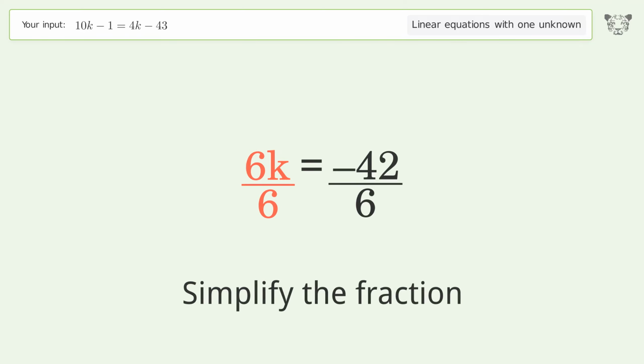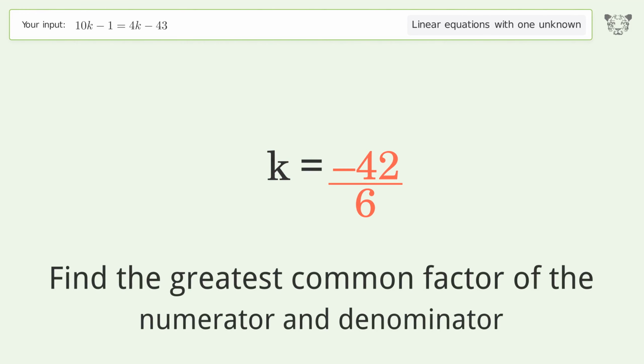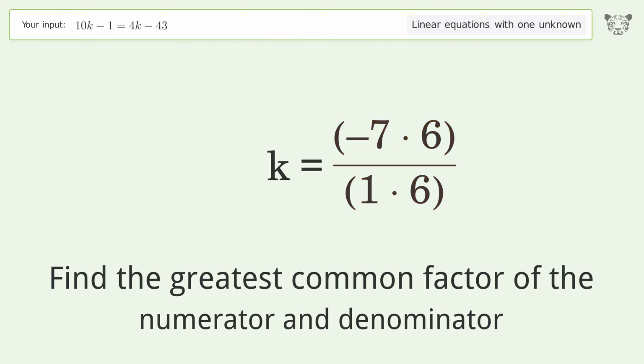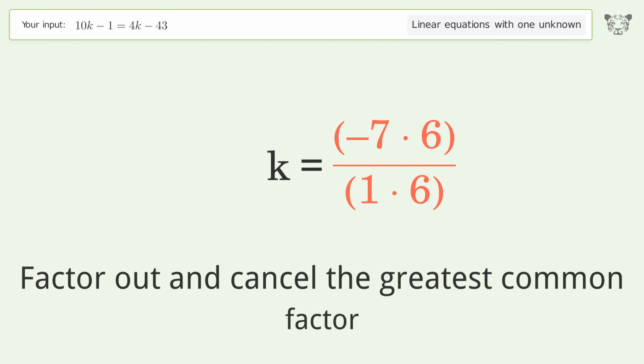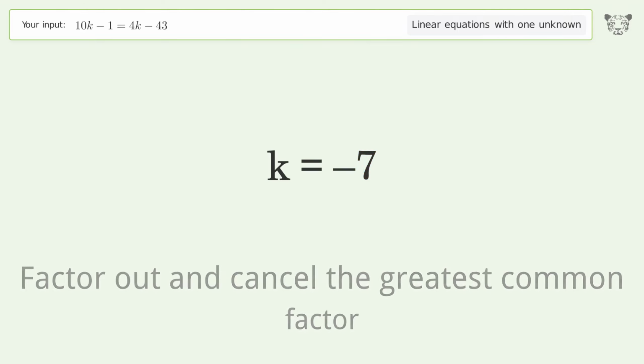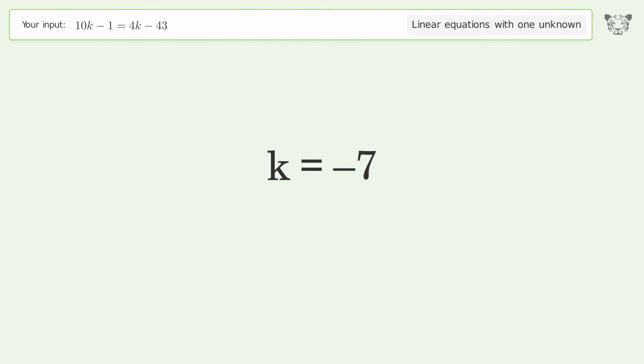Simplify the fraction. Find the greatest common factor of the numerator and denominator. Factor out and cancel the greatest common factor. And so the final result is k equals -7.